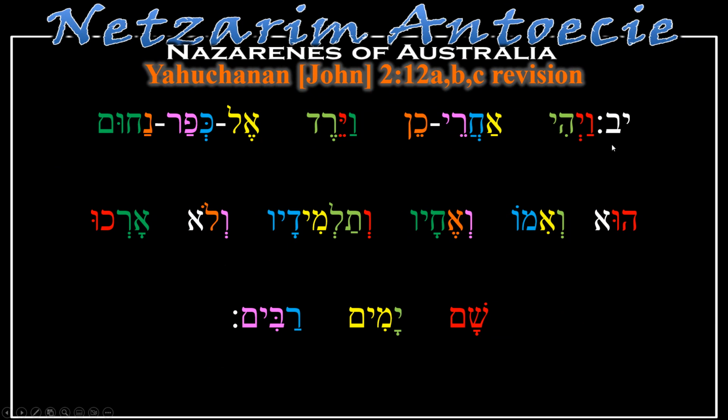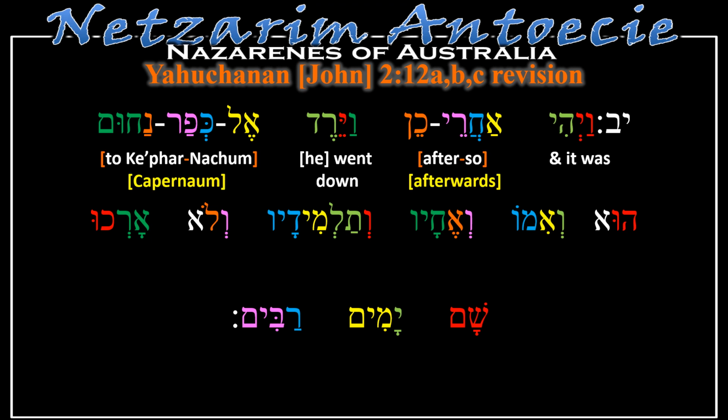And then we have a yod, value of 10, a bet, value of 2, and we have vayehi, and it was, acharei ken, after so, often translated afterwards. Vayered, and he went down, l'Kefar, which literally means village of Nahum, Nahum the prophet, and it's translated as Capernaum. And it was after so, he went down to Kefar Nahum, translated as Capernaum.